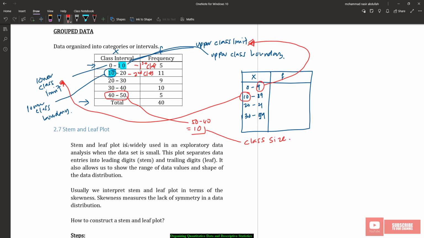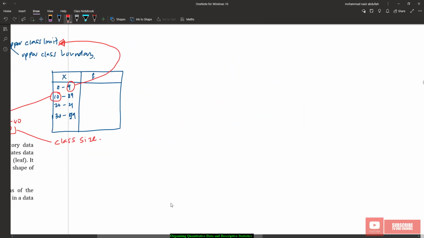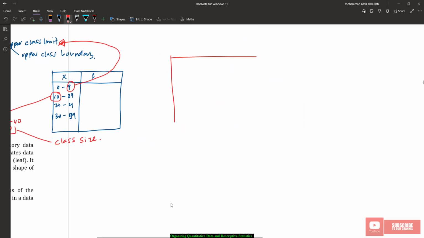The middle value, let me bring it to the side a bit. The middle value, let's say I have a frequency table.